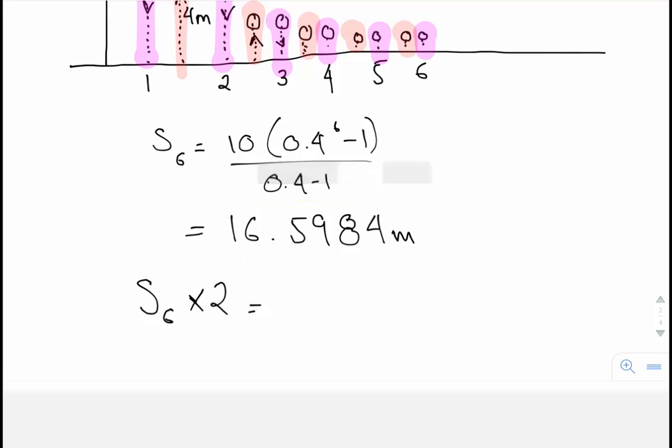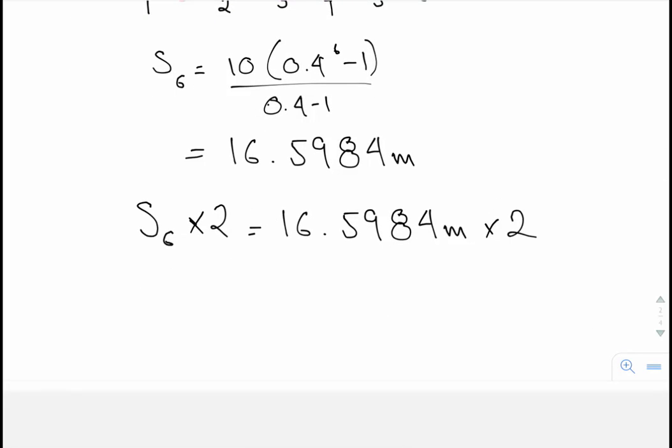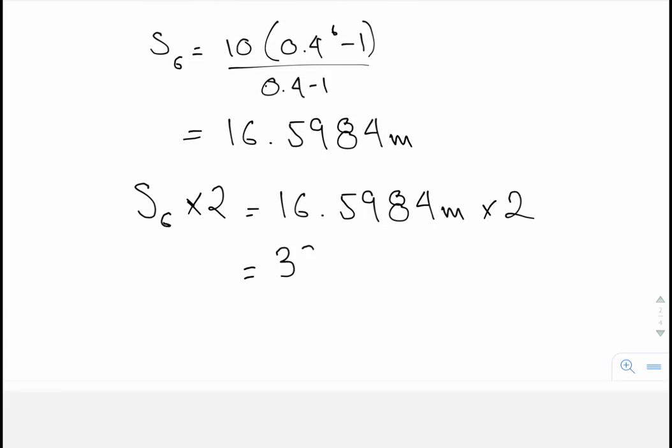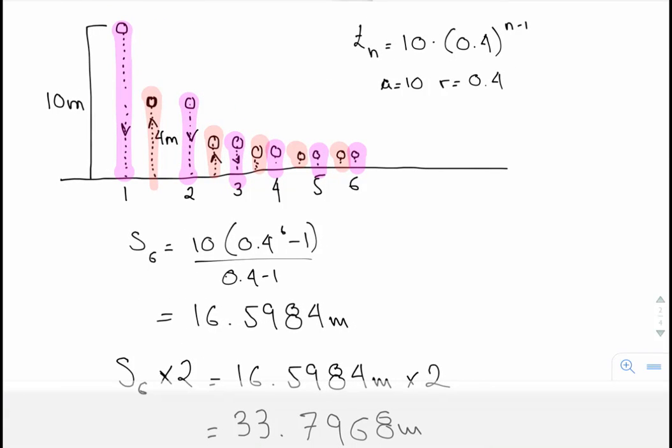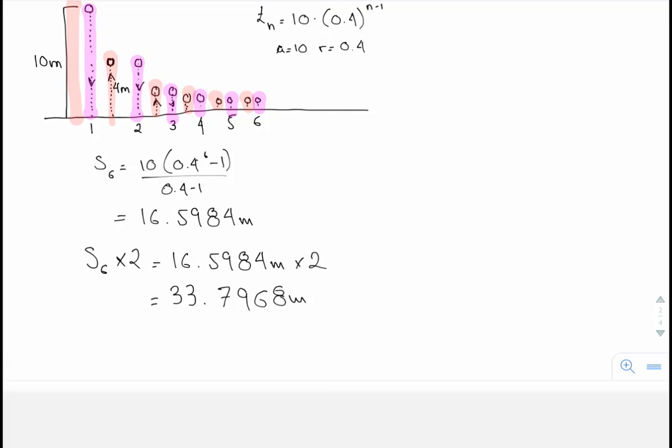Let me just copy it. Okay, that number there, and that's times 2, which gives us, let's see here, 33.7968 meters. Okay, now remember that includes twice the height, or for every bounce we're counting the height twice, which means we're also counting the initial height twice, which we know is not included in the sum because there's only one initial height and it doesn't bounce up to that 10 meters again.